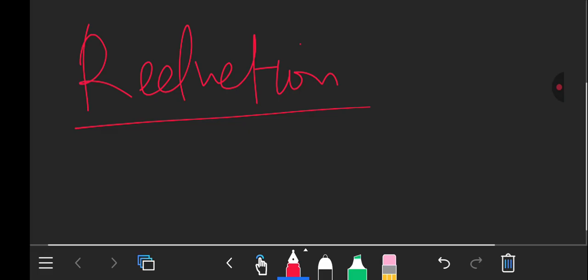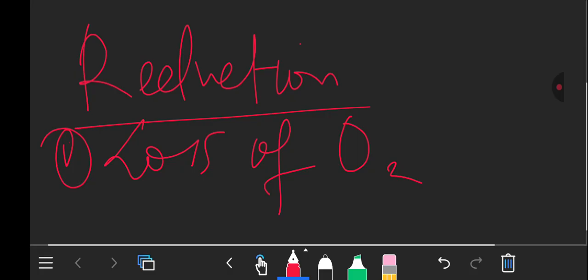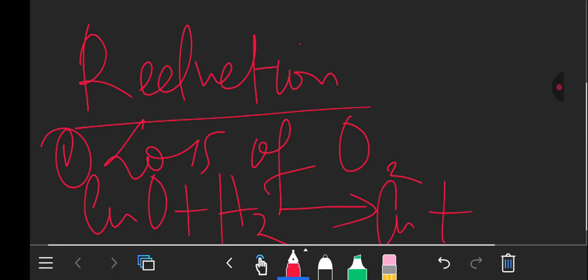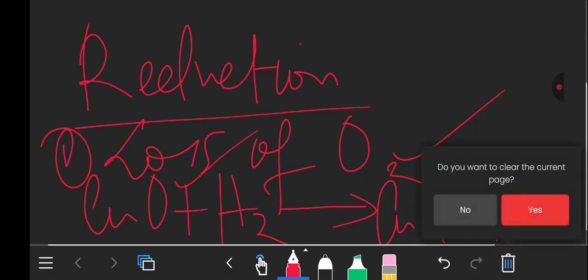Reduction, when something is undergoing reduction or it is being reduced, what does it mean? So the first definition we'll give there, reduction is simply the loss of oxygen. An example I can give, let's say you have copper oxide plus hydrogen. Then this copper oxide loses the oxygen there to remain as copper plus, of course, water will be formed. So this is simply reduction. Why? Because there is a loss of oxygen from copper oxide to copper atom.